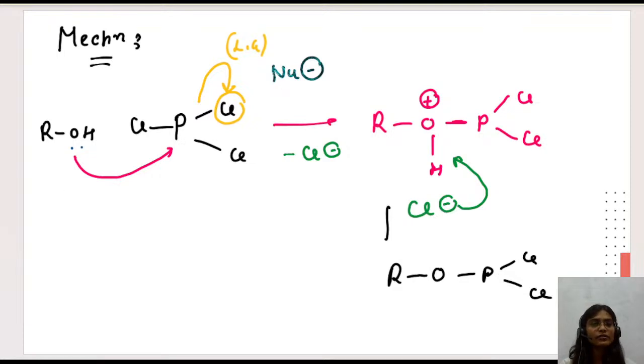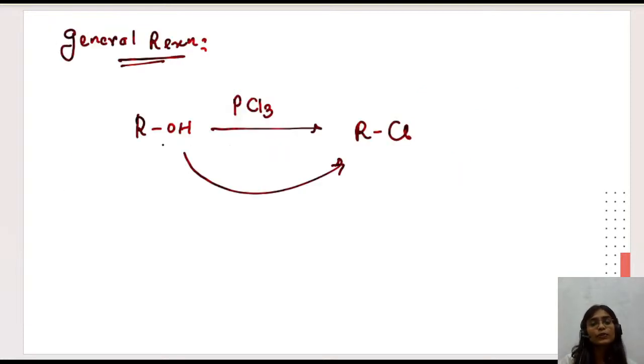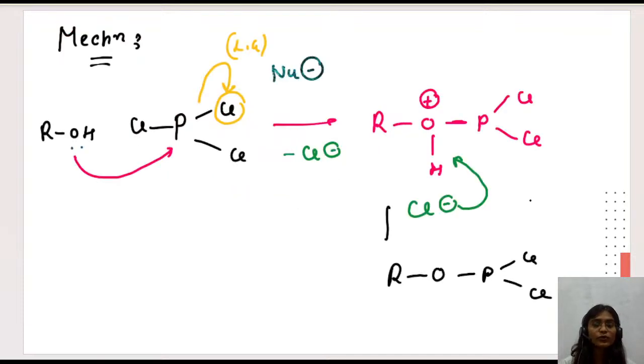As we discussed in the general reaction here, this is my alcohol and this is my RCl there, simple. So how is it possible for this chlorine to attack here? Be noted, what is the problem? We are having chlorine and H. This is H positive and it can be released. But be noted, chlorine is not going to attack here. So that's why this is not a feasible attack.